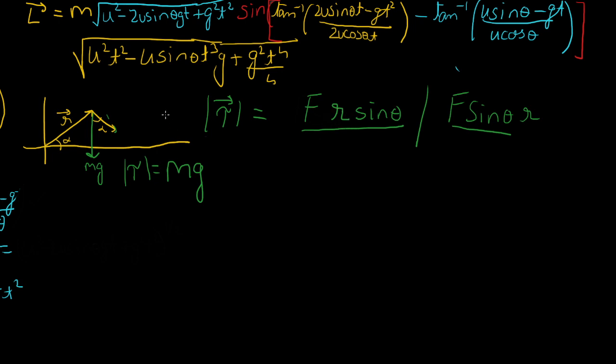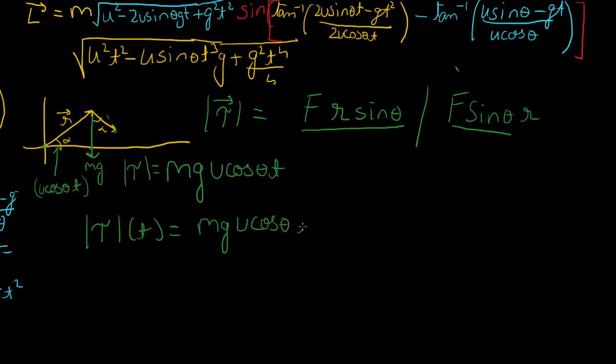What is the perpendicular distance of a projectile, of the force? Mg is acting downwards. So from this point to this point, what is the distance? It is just the horizontal displacement of the projectile up to that time. So this distance varies with time. It is given by u cos theta times t. Now this is how our torque varies. Torque as a function of time is equal to mg u cos theta times time.